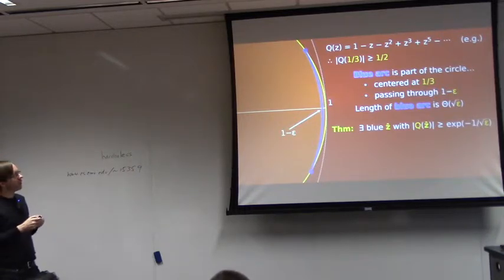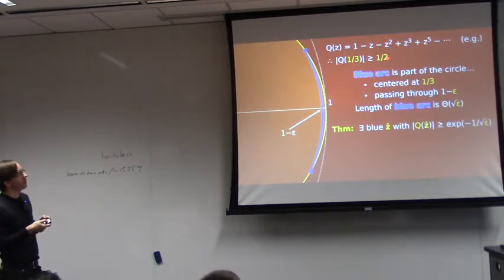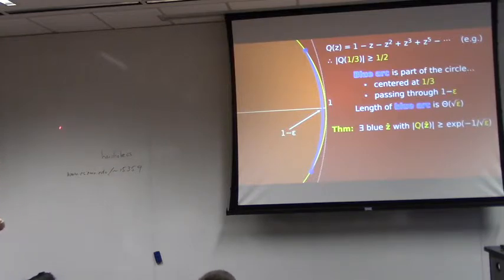So this is basically almost all we're going to use about Q. Well, I guess we'll use a little bit more, but Q's pretty big. It's at least a half at the center of this circle, at this red dot. And we want to somehow infer that it's at least not super tiny. It's at least a tiny bit big somewhere on this blue arc.